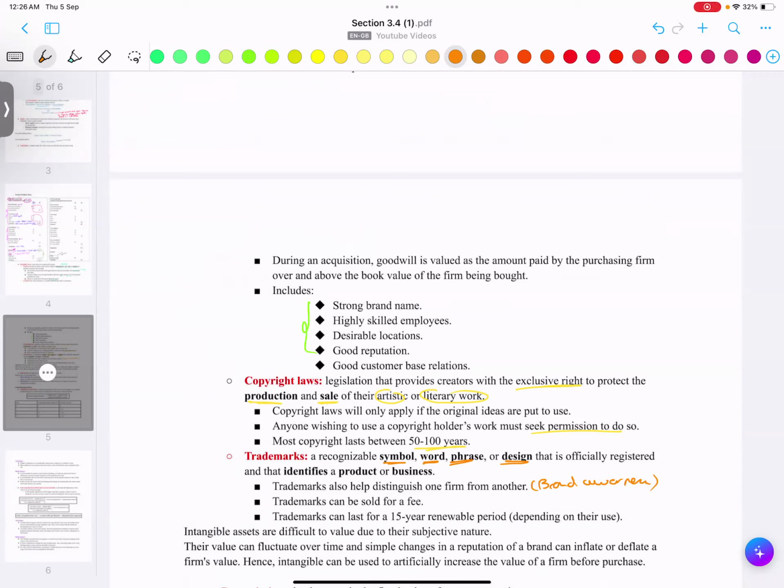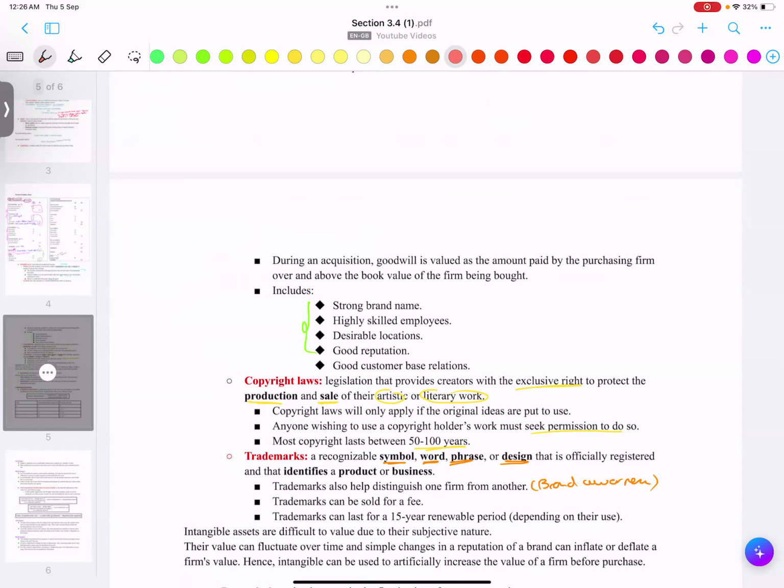Intangible assets are difficult to value due to their subjective nature. Some people may find them important, some people may not, because again, they're intangible, you can't touch them. Their value can fluctuate over time, and simple changes in the reputation of a brand can inflate or deflate a firm's value, like the goodwill. If the reputation of the firm is not doing well, for example, they're known for not being sustainable or not doing any CSR, this may actually reduce the value of the firm. Hence, intangibles can be used to artificially increase the value of a firm before purchase.